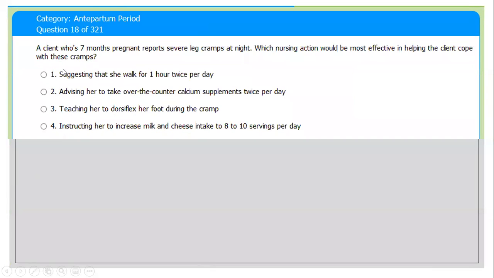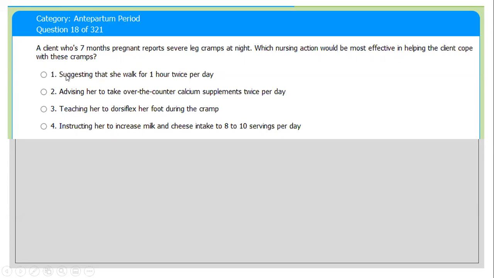Next question: a client who is 7 months pregnant reports severe leg cramping at night. Which nursing action would be most effective in helping the client to cope with this cramping?